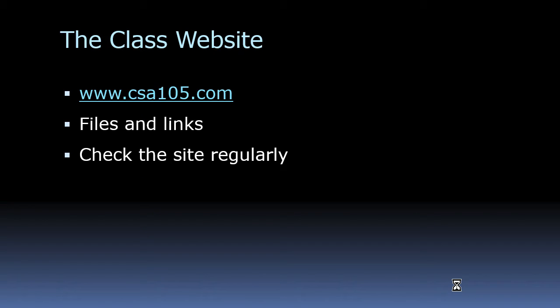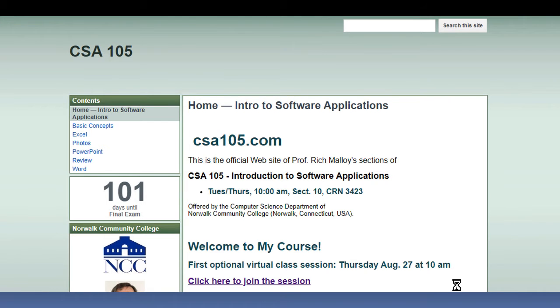Our class website is CSA105.com, and basically it's an easy place to go if you want to look at the various files and links that we'll be using. It's a good idea to check it fairly regularly just to see if there's anything that you'll be missing, something that might come up. And this is what it looks like. This is the website here.